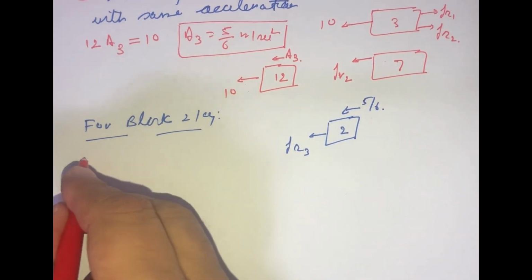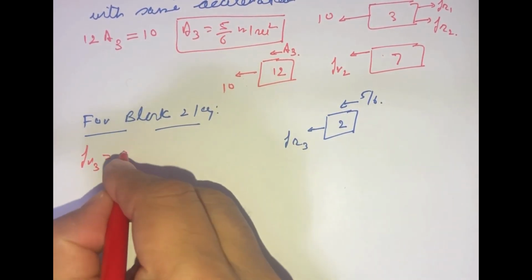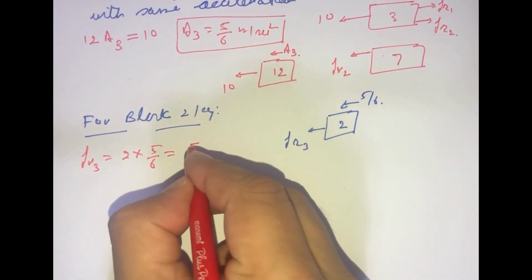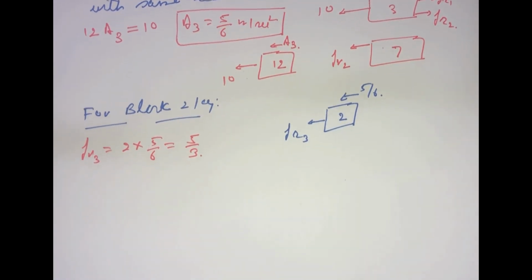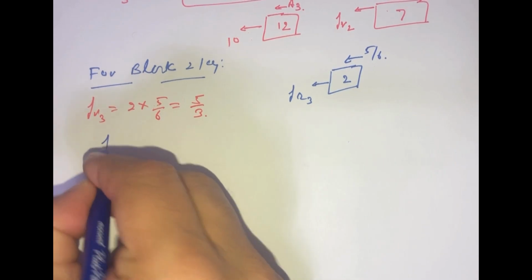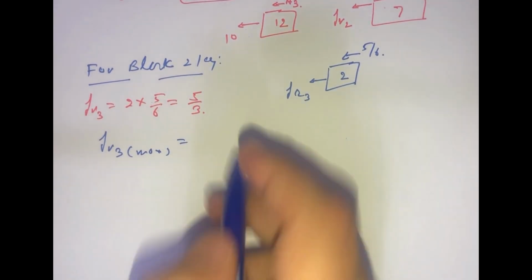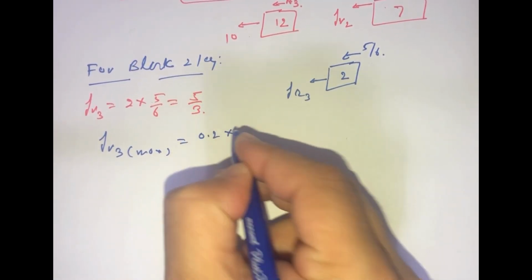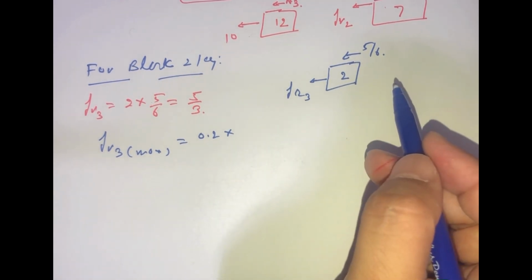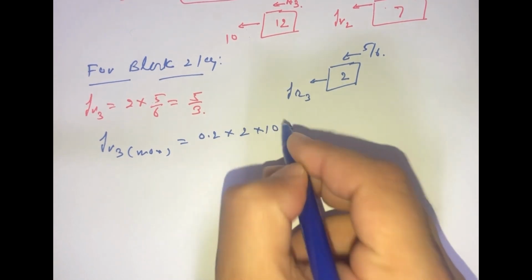So we get FR3 is equal to 2 into 5/6, which is equal to 5/3. Okay, and let us find out the maximum force, that is FR3 max. It will be equal to, the coefficient is given as 0.2, weight is 2 and it is 10, so this will be 4 Newton.